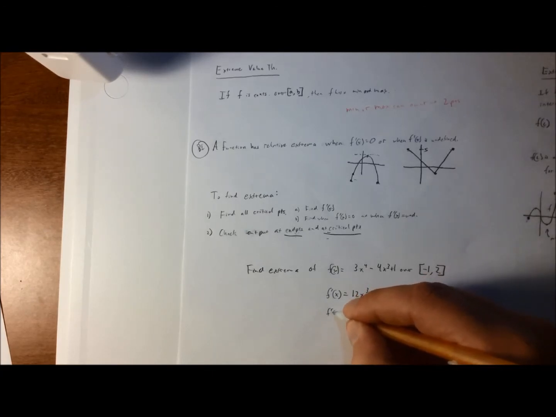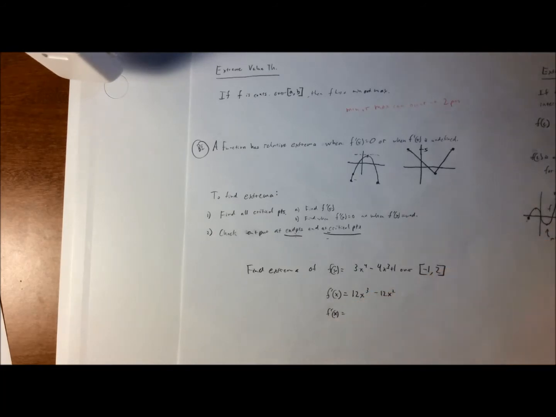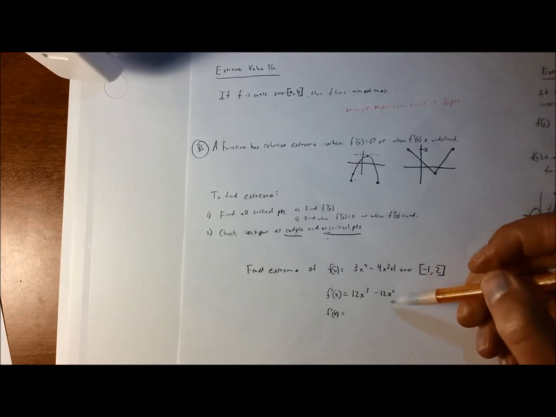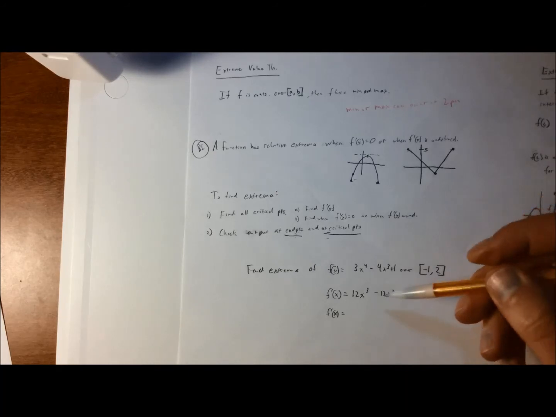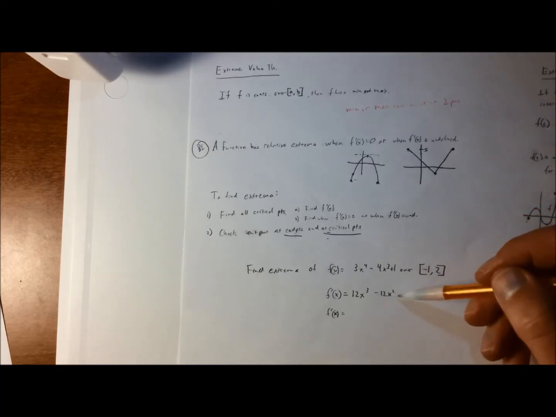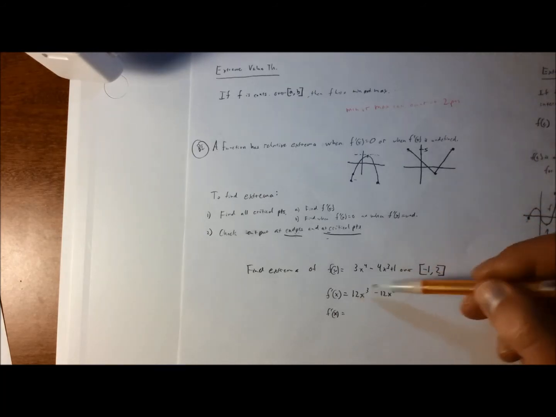When is f prime of x undefined? Will this ever be undefined? Nope, nothing to worry about with this one. If we had some other functions like hyperbolas or rational functions, we might have to check those points. But this one, we don't have to check those because it's never going to be undefined. This one would have been undefined right here, but not for this one.